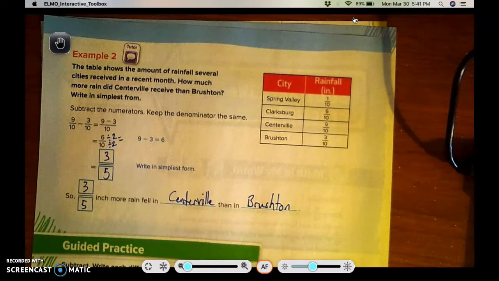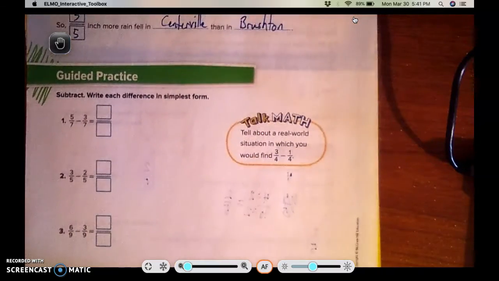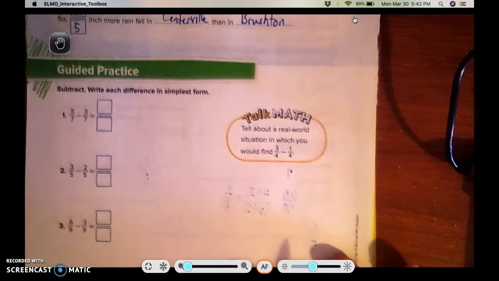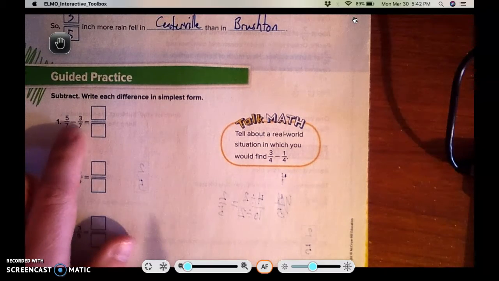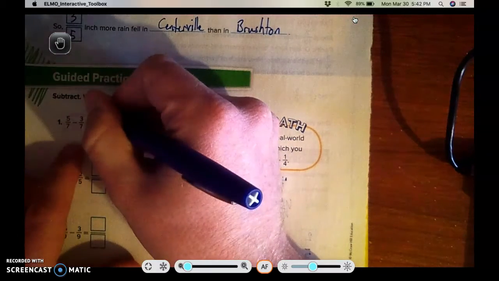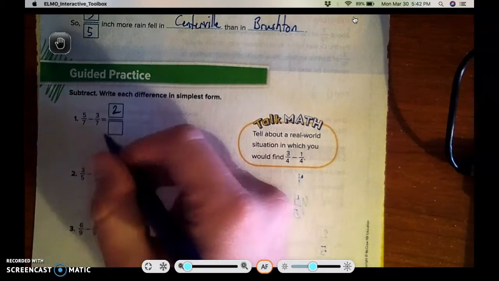Again, pretty straightforward as far as subtracting, right? Just basic subtraction. Okay, so doing these, I'll buzz through these real quick. Again, it says write in simplest form. 5 minus 3 is going to give us 2. Our denominator gets to stay the same, 2/7.